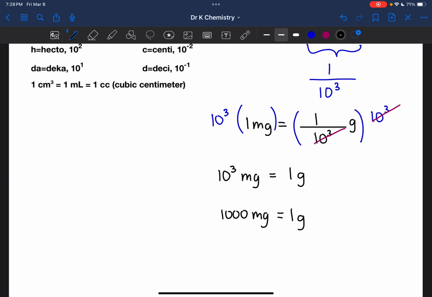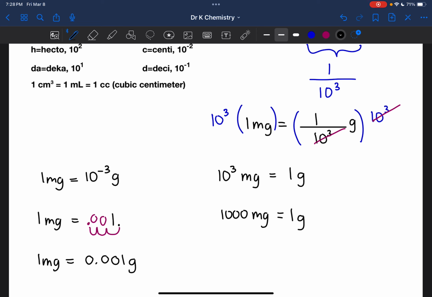Now, if we write it the other way around, 1 milligram is equal to 10 to the negative 3 grams. What we're really saying is if we were to take this from scientific notation into standard notation, I have to move a decimal place 3 places to the left. And then everywhere that there isn't a number, I have to fill that in as a 0. So this is really saying that 1 milligram is equal to 0.001 grams. So the milligram is very small in relation to a gram.